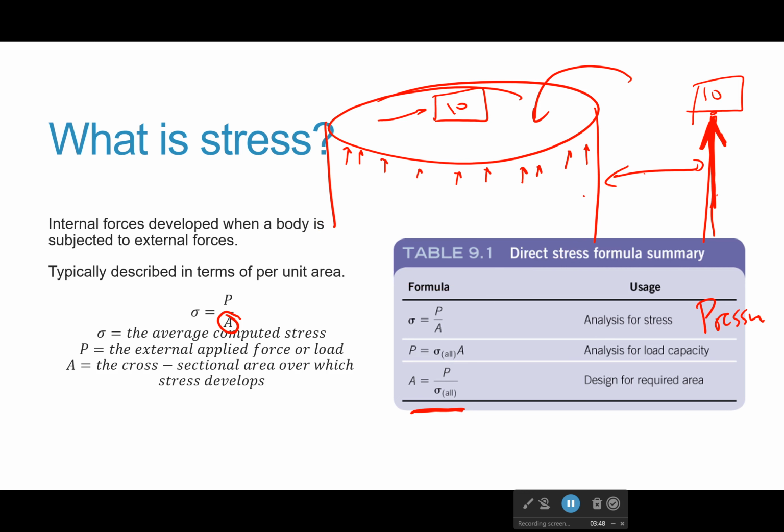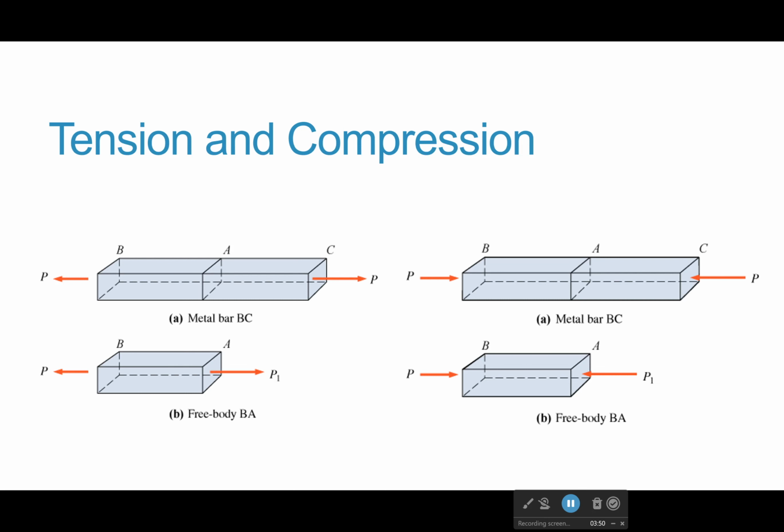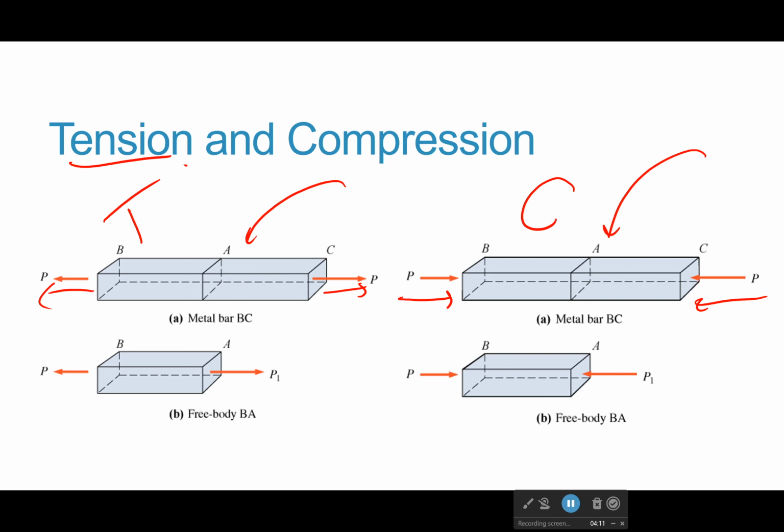So, let's keep on going. Other things to think about are sign conventions. So what we have is tension and compression. If it's trying to make it longer, it's in tension. If it's trying to make it shorter, it's in compression. So these two forces are squishing it in. These two forces are stretching it out. This is tension. This one right here, that one's compression.